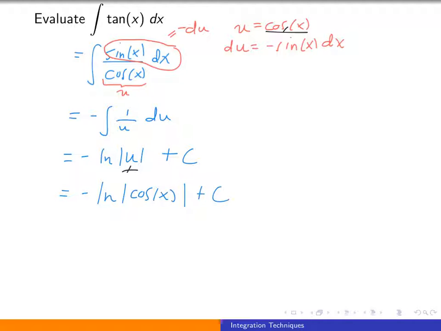Now, one further simplification we can do here is remind ourselves that a constant outside of a natural log, and here the constant is minus 1, can be put inside the natural log as a power. And when we do that, it will be the natural log of cosine to the minus 1. So that would be 1 over cosine, or the natural log in this case of secant.